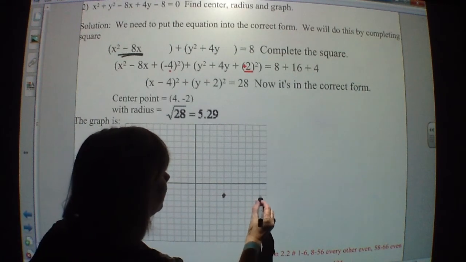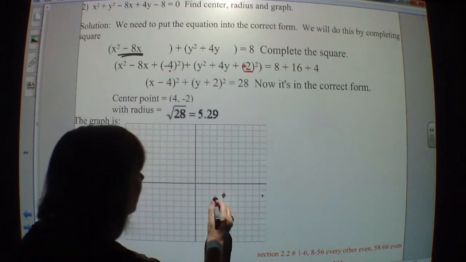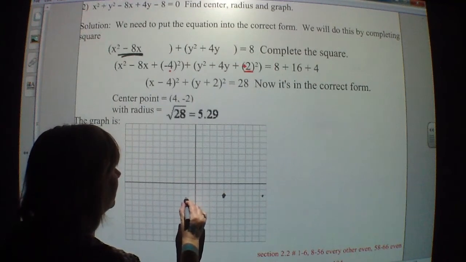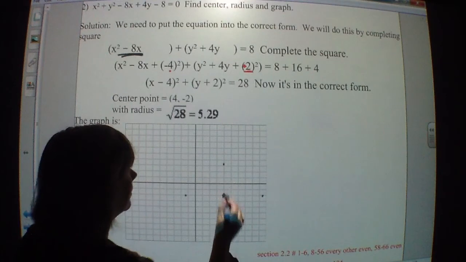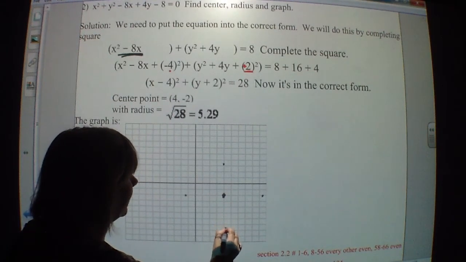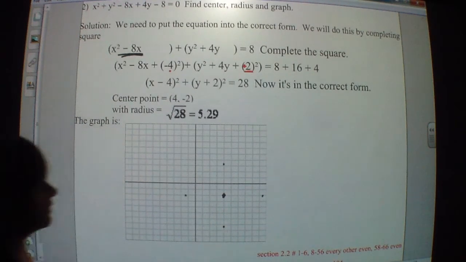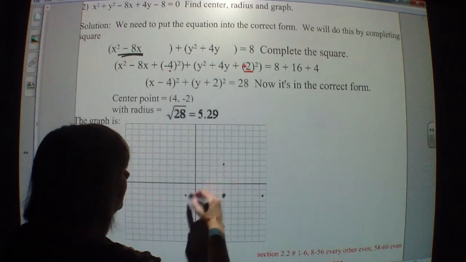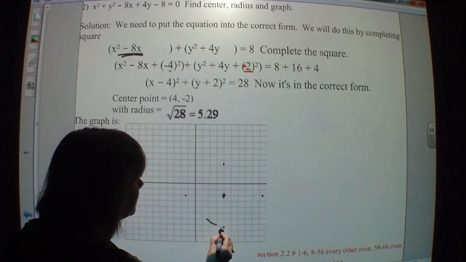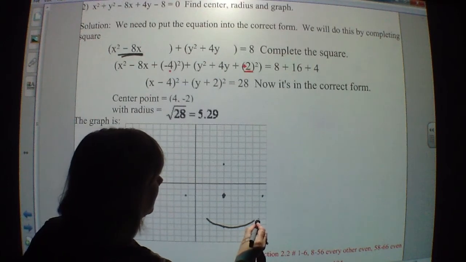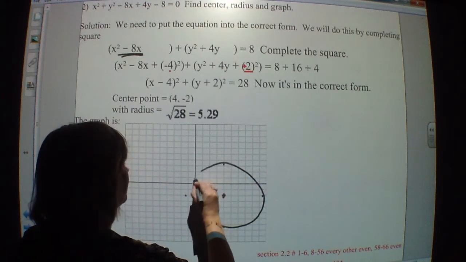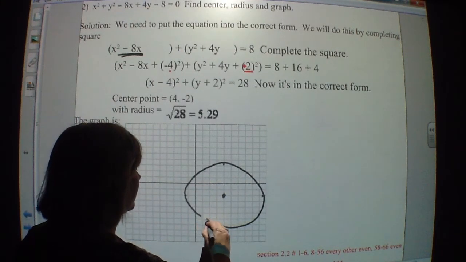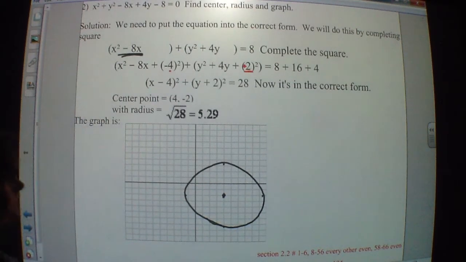1, 2, 3, 4, 5 and a third, in each direction. And then connect your dots. And I'm not much of an artist, as I told you before. There. So there's my circle.